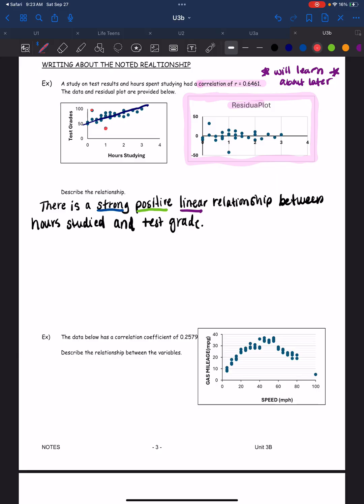To me, when I look at this, we have two outliers. They fit in the data overall of how long they've studied, but they have unusual Y values. So I'm going to comment on that. There appear to be two outliers.